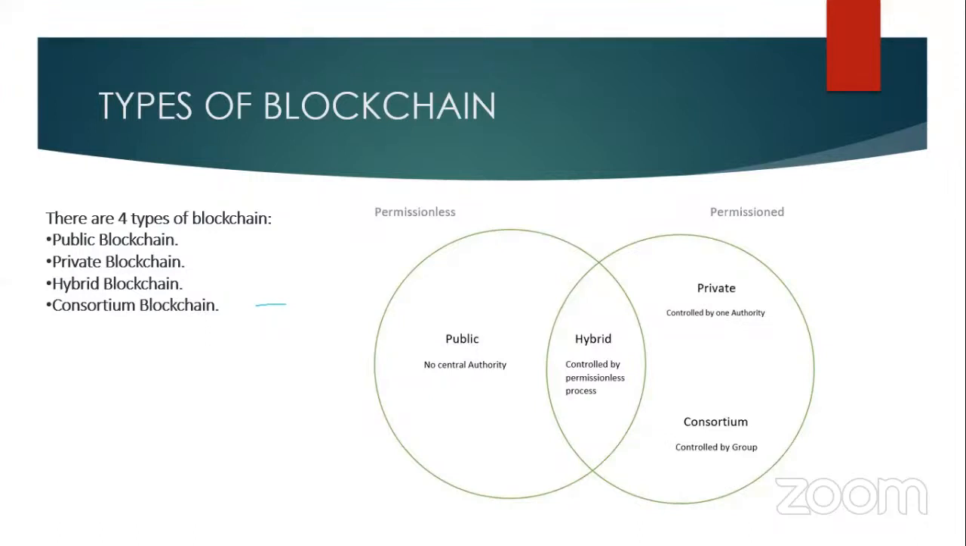So this is to say that originally, not all blockchains are decentralized. You can group the types of blockchain into permissionless and permissioned blockchains. That of a public has no central authority. That of a hybrid is controlled, but it's also permissionless. And that of a private is controlled by one party, and that of a consortium is controlled by a group.